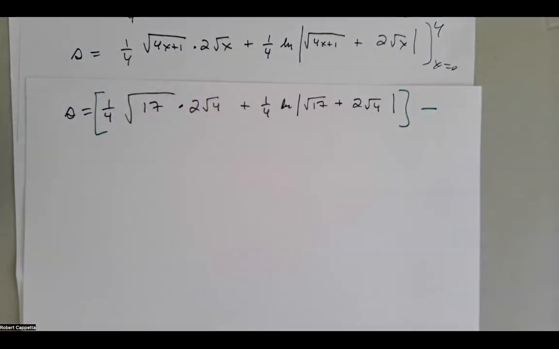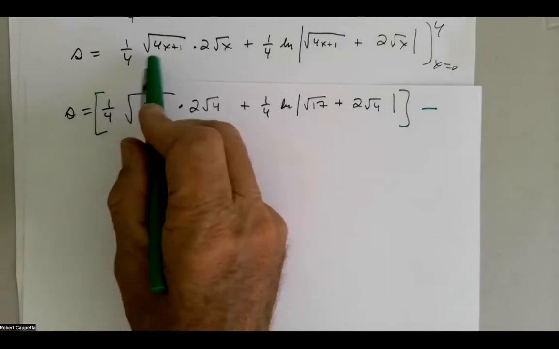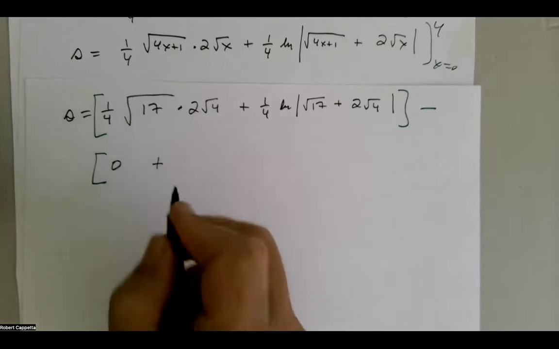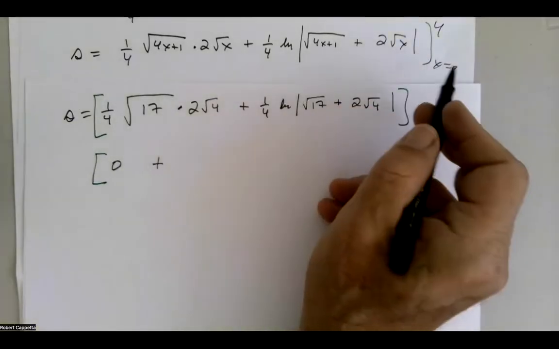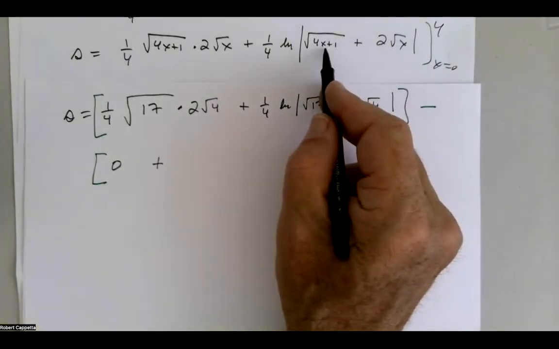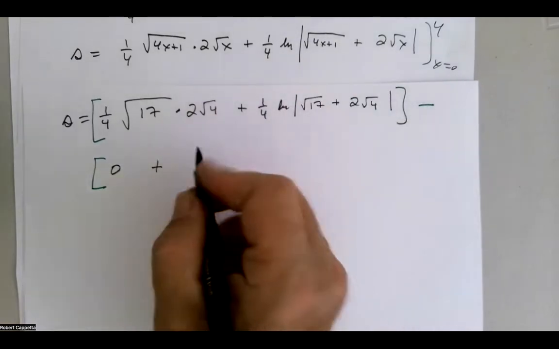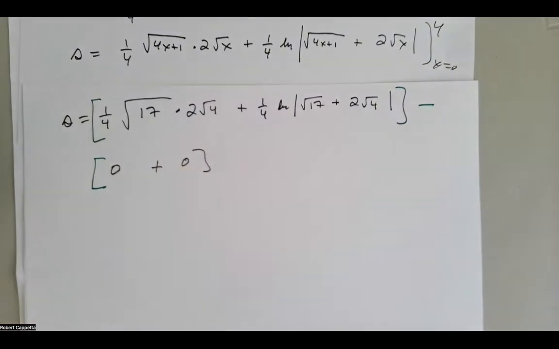Plugging in 0, what do we have here? 1/4, 0 plus 1 is 1, but 2 root 0 is just 0, so that piece is 0. Plus 1/4, 2 times 0 is 0, 4 times 0 is 0, 0 plus 1 is 1, 1 plus 0 is 1, but natural log of 1 is also 0. So we'll be thankful that all of that went away.